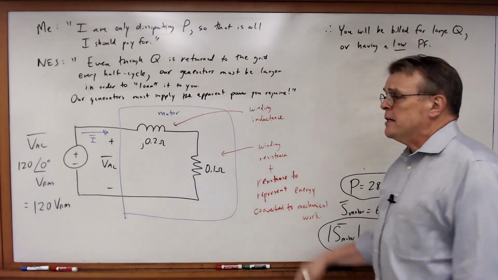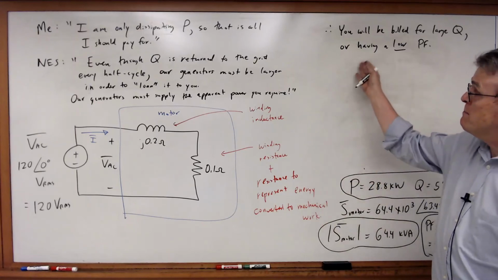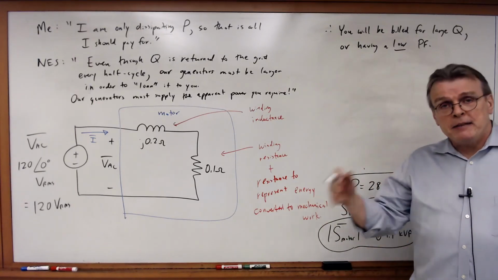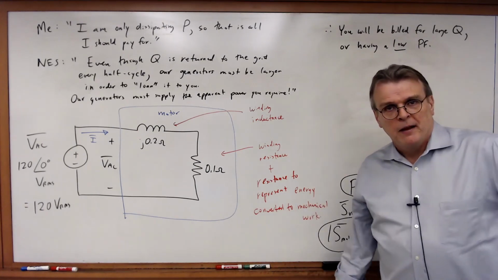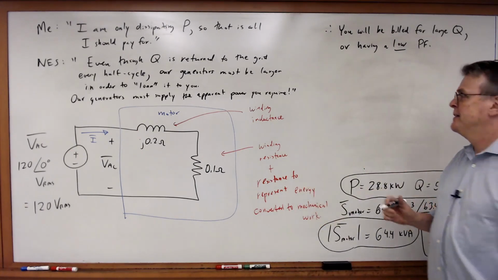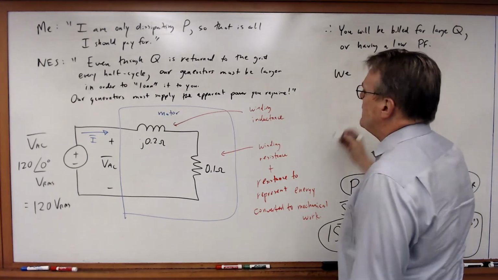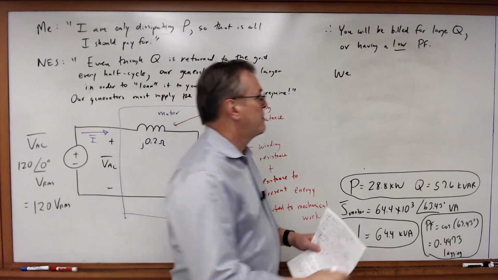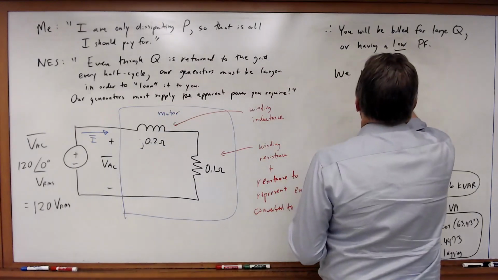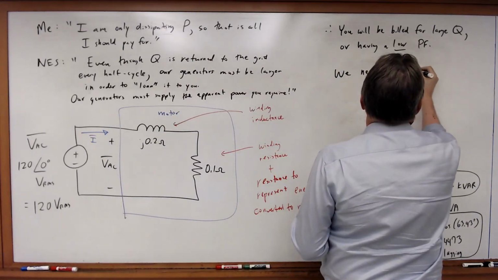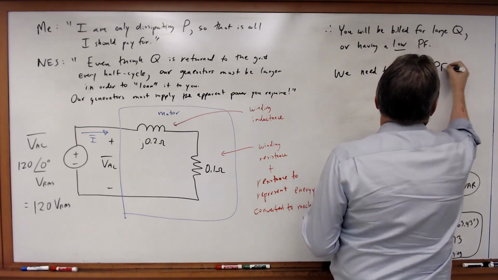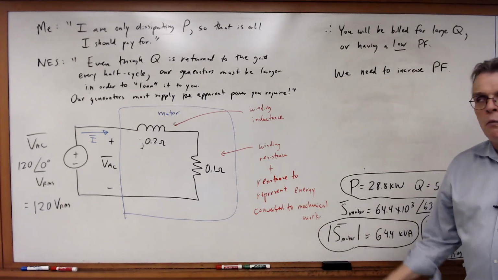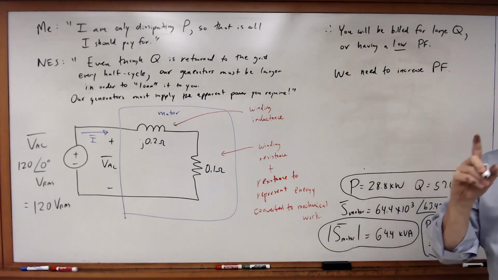Well, you can deal with this in a couple of ways. First of all, you can pay NES for having low power factor and keep paying that surcharge every month. Or you could take a different tack. We need to somehow increase the power factor. How do you increase the power factor? We need something called power factor correction.